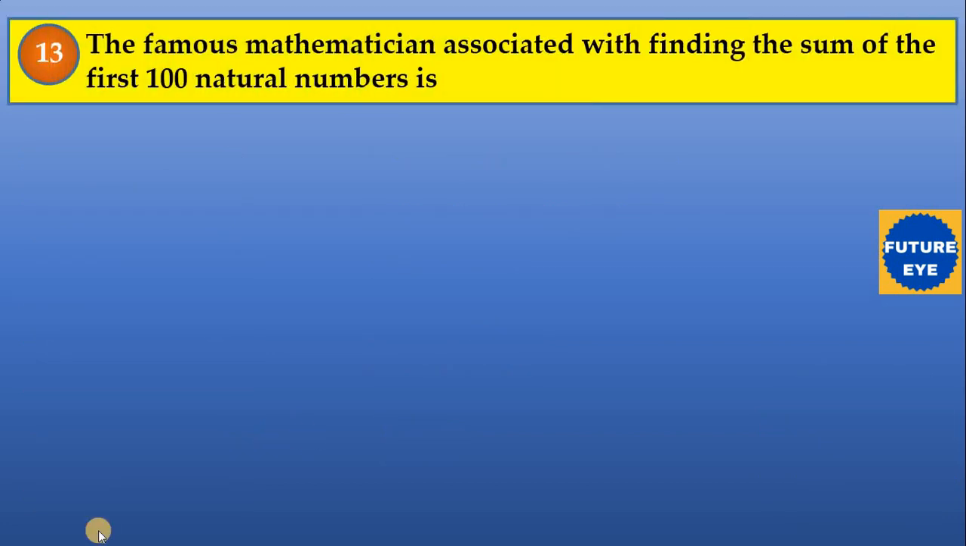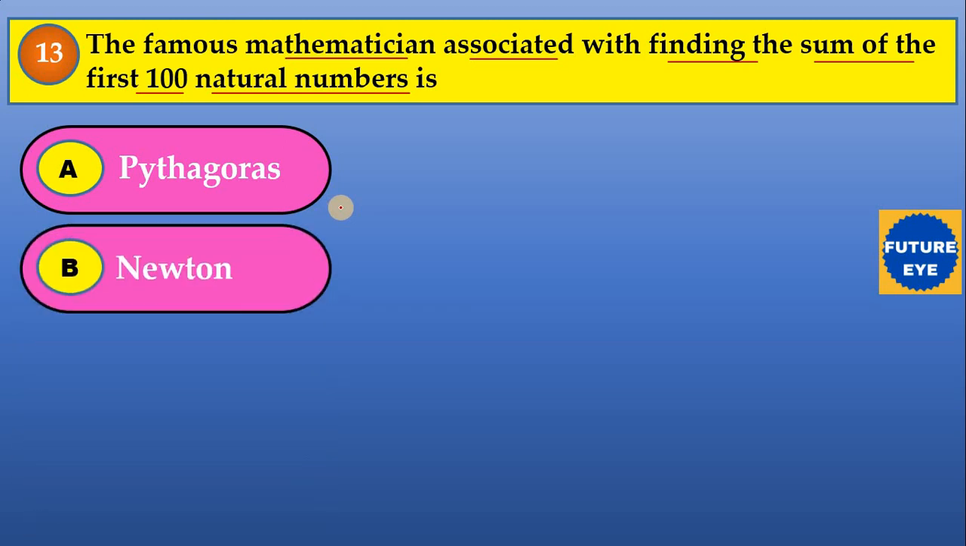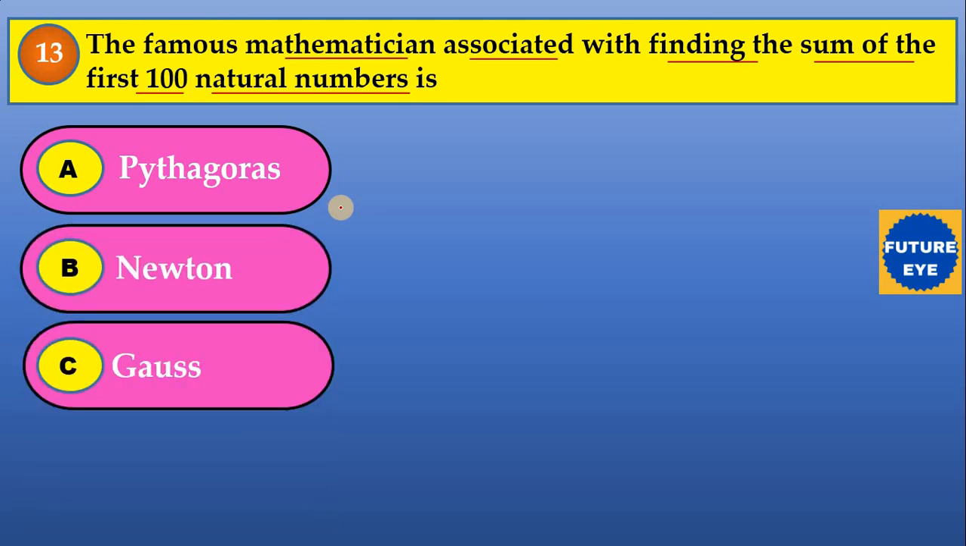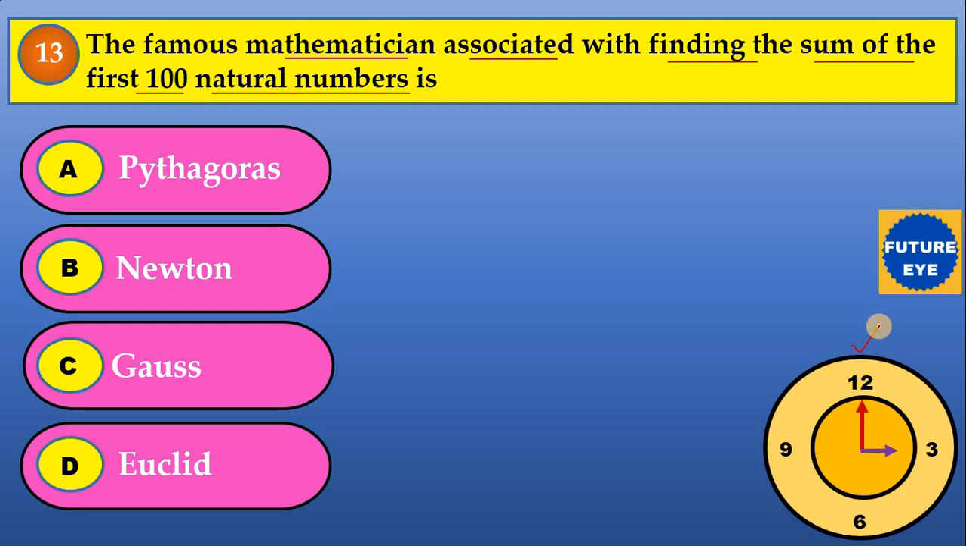Let's take another problem. The famous mathematician associated with finding the sum of the first 100 natural numbers is. Children, concept question it is. If you have read the textbook, you can answer this question. Given options are Pythagoras, Newton, Gauss, Euclid. So if you read the textbook, no need of 25 seconds. Easily you can answer this question, children. In one shot you can answer in 1 sec or 2 sec. So anyhow, your time starts now.